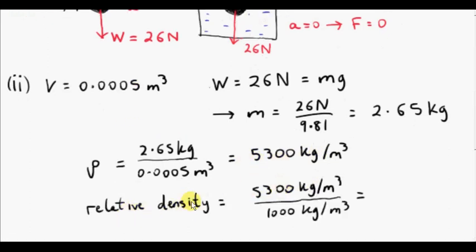Now, the relative density of a substance is the density of the substance relative to water. So we divide the density of the metal by the density of water, which is 1,000 kilograms per meter cubed. These units cancel out, so relative density is dimensionless. So we can say that the density of this metal is 5.3 times the density of water.